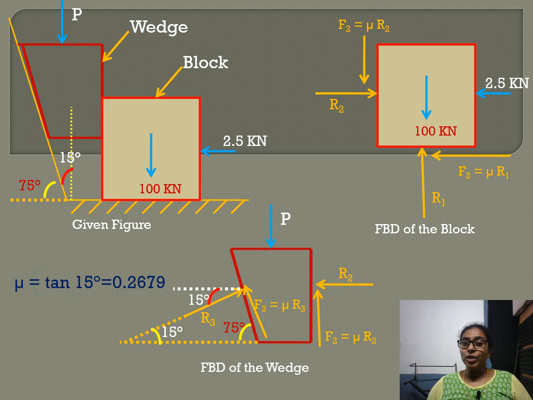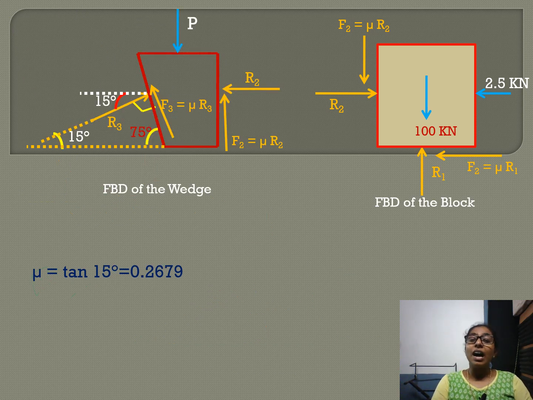Now the wedge is moving downwards, so automatically there will be a frictional force acting in the opposite direction, normal to the normal reactive force. So that is taken as F3, that is equal to mu into R3. These are the two free body diagrams, the free body diagram of the block and the free body diagram of the wedge. And we have the value for the coefficient of friction mu equal to 0.2679.